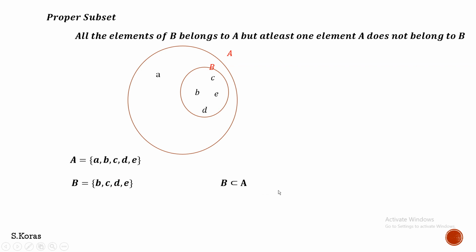And this is represented like this. B is a proper subset of A. Let us see improper subset.